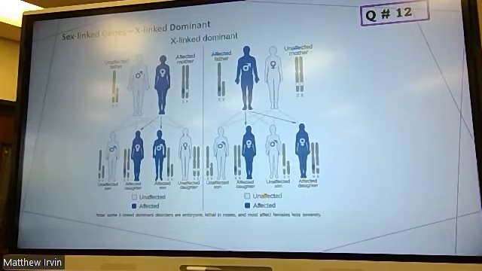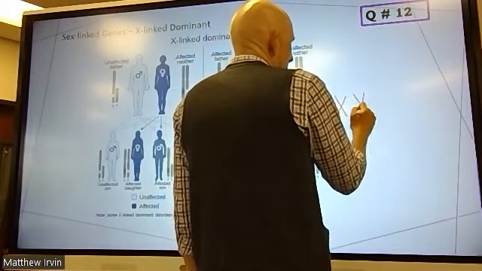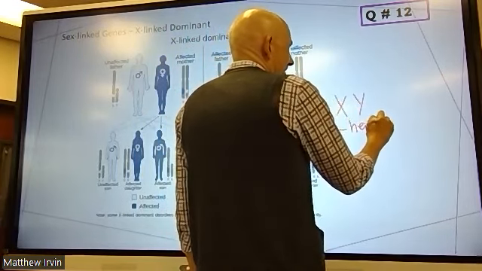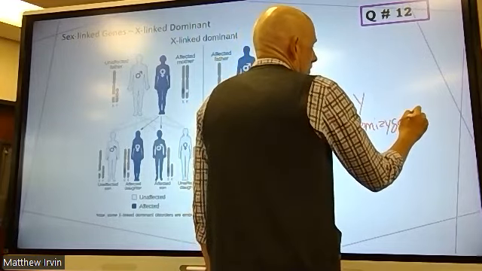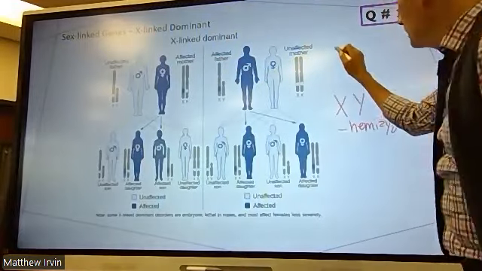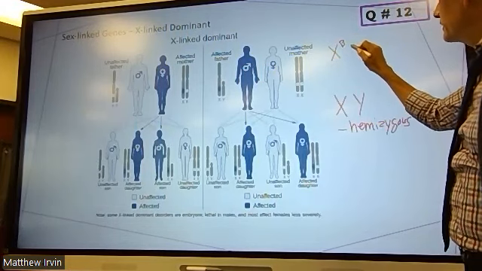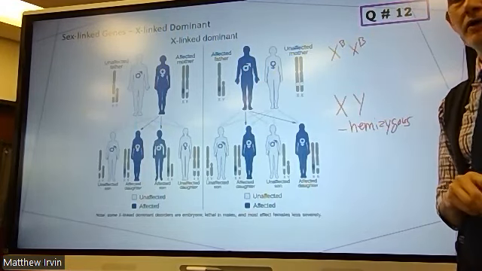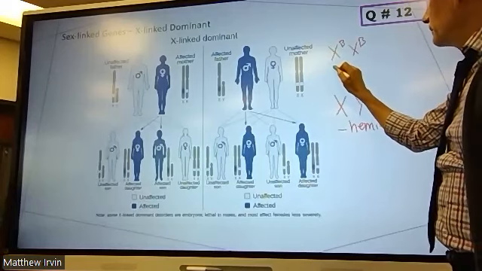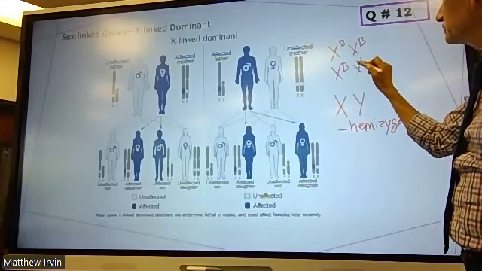So remembering that when we talk about a male and sex-linked traits, the XY condition is known as the hemizygous condition, which is the half trait because they only have one X. So if we have X big B, X big B, that female would be homozygous dominant. X big B, X little b, she would be heterozygous. X little b, X little b, she would be homozygous recessive.